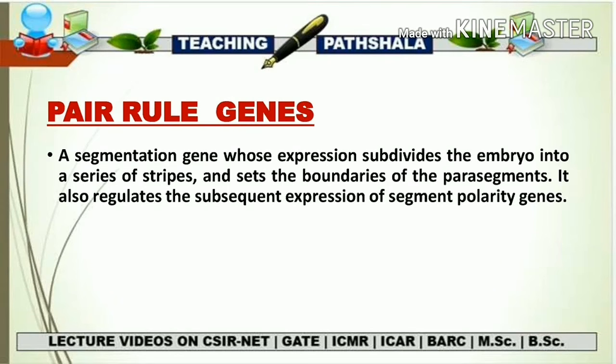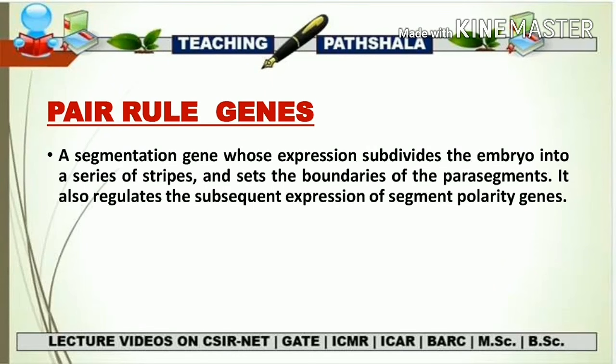It also regulates the subsequent expression of the segment polarity genes. So first of all, we have seen that the gap gene sets a boundary for the segments, okay? But pair rule genes set the boundary for the parasegments. The embryo is divided into 14 parasegments, and we have seen in the previous video how the 14 parasegments are divided depending upon the anterior and the posterior side. In this way, the segment boundary is decided by a gap gene and the parasegment boundaries are decided by the pair rule genes.